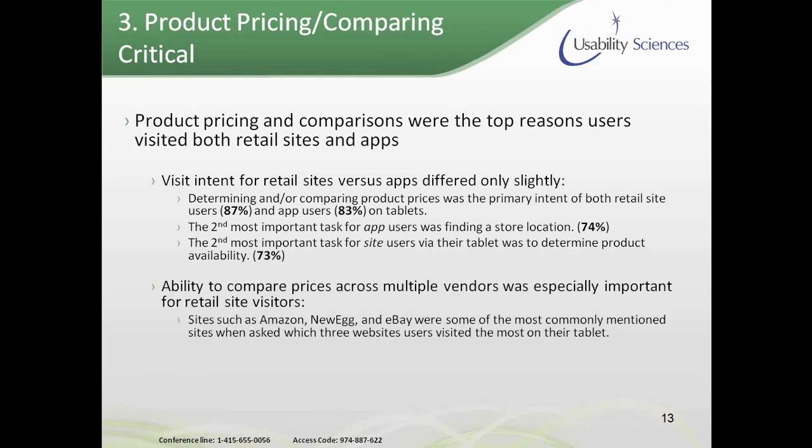When we ask users which sites they actually visit most, it was very interesting that some of the top three sites that users selected as their most visited sites via their tablet were Amazon.com, Newegg, and eBay. So again, this just tells you the importance of that comparison feature when looking for products through a tablet.